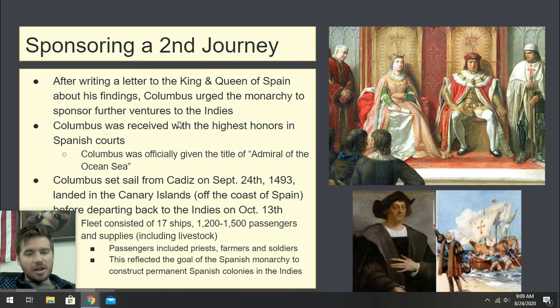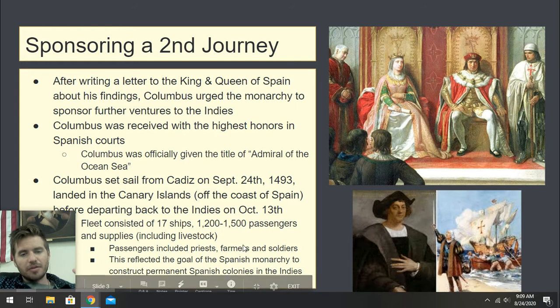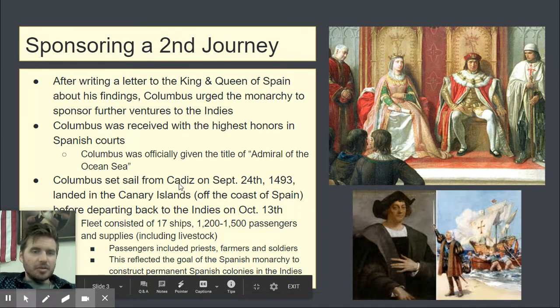And again, this reflected the goal of the Spanish monarchy to construct permanent Spanish colonies in the Indies. So again, you're seeing a lot of men going over, a lot of men, no women. This would be important. So let's go to our next one.